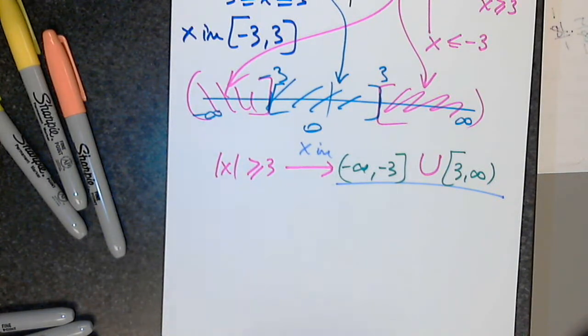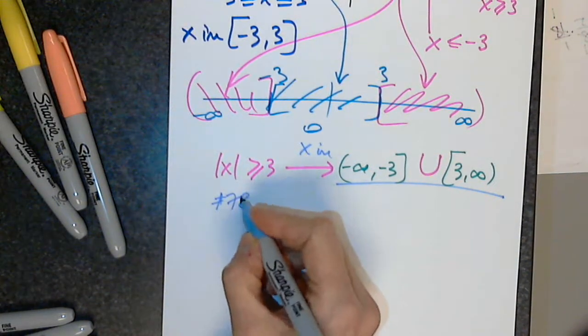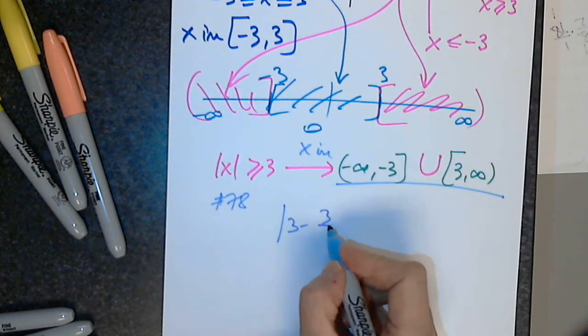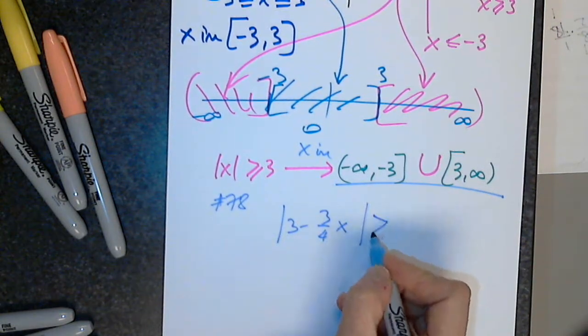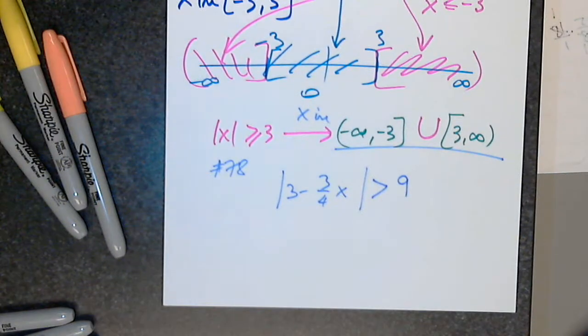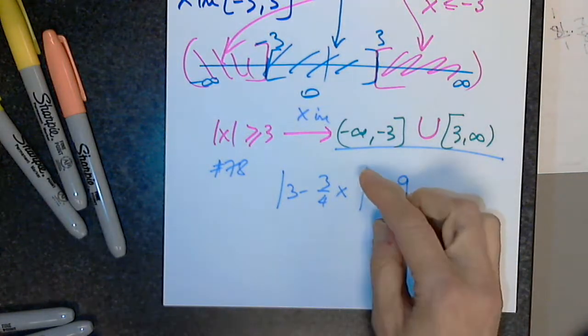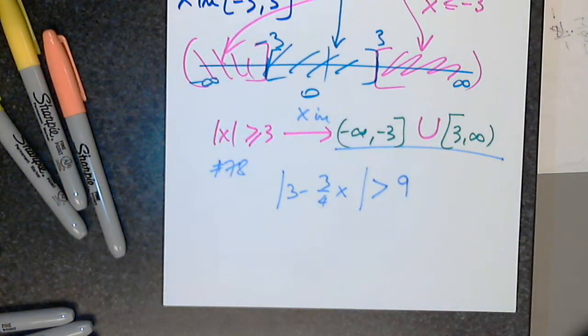Okay, I'm going to choose 78. And this is 3 minus 3/4 x in absolute value greater than 9. I have to look carefully and decide which one it is. Which one is it? Is it the one in between or is it the one outside? Outside. It is the outside because it's greater than. It's 9. Greater than 9.